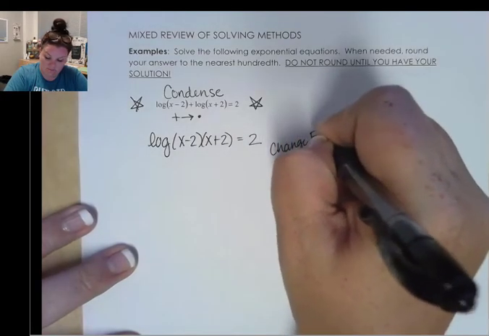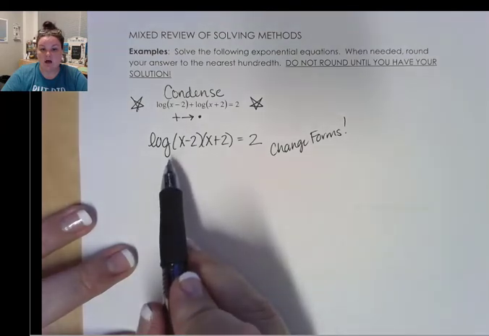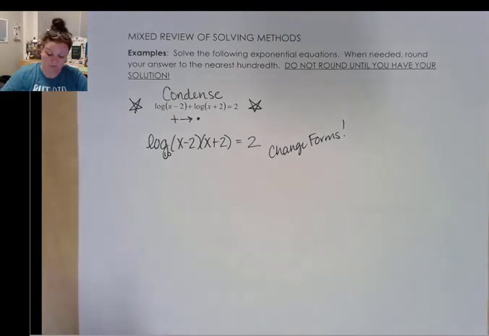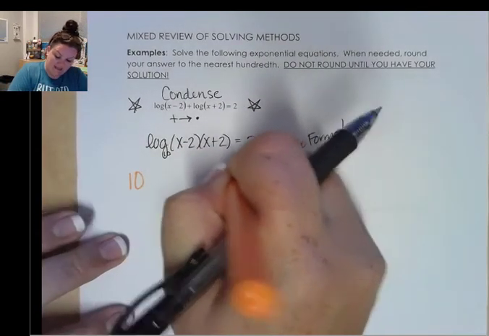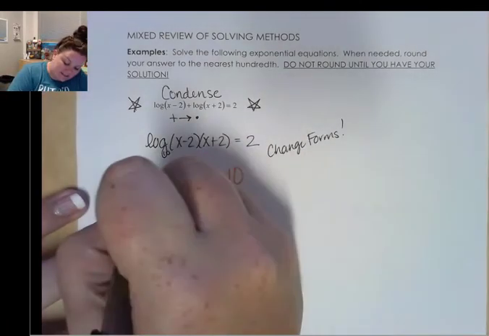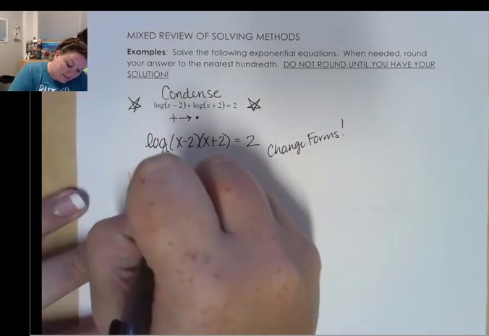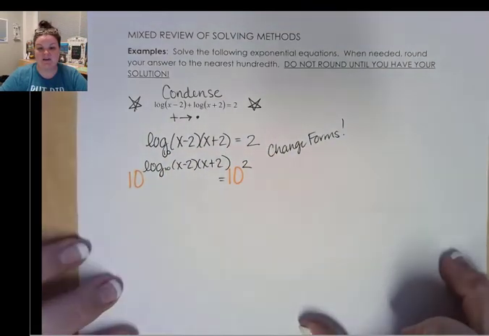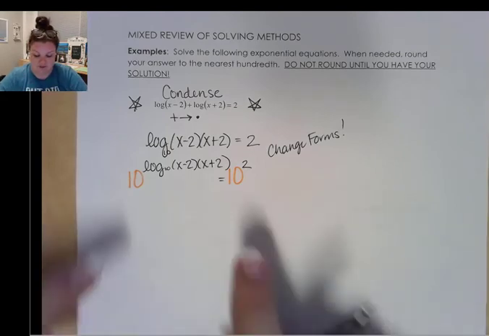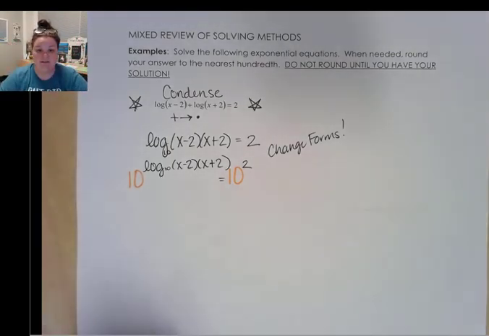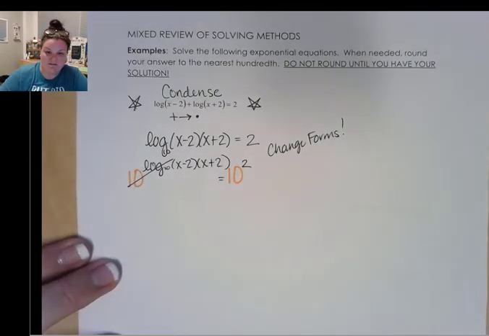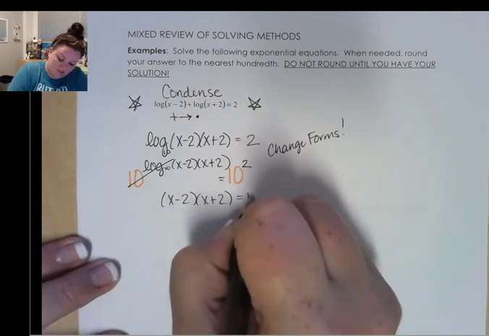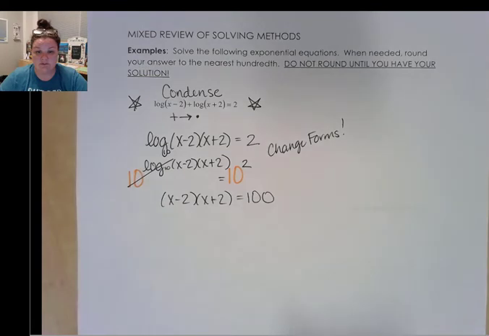Change forms. So this is a common log. Common log, remember, is base 10. So I'm going to put in an exponential base 10 on both sides. So exponential base 10 raised to the log base 10 of x minus 2 times x plus 2 is equal to exponential base 10 raised to the second power. Make sure you're putting that 10 in on both sides, okay? That way it cancels on the left. So we have x minus 2 times x plus 2 is equal to 100, right? Or 10 squared, which is 100.